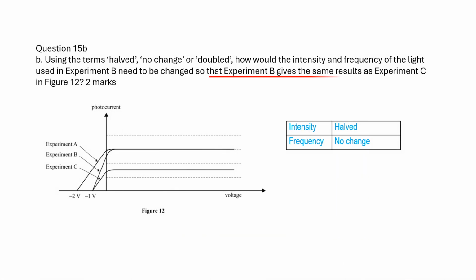Compare experiments B and C. Identify the intensity and frequency of the light in B that needs to be changed so that B gives the same results as C. The photocurrent of B is double that of C, so the intensity of B should be halved if they have the same magnitude of photocurrent. However, both B and C have the same stop voltage, so the frequency of B is not changed.